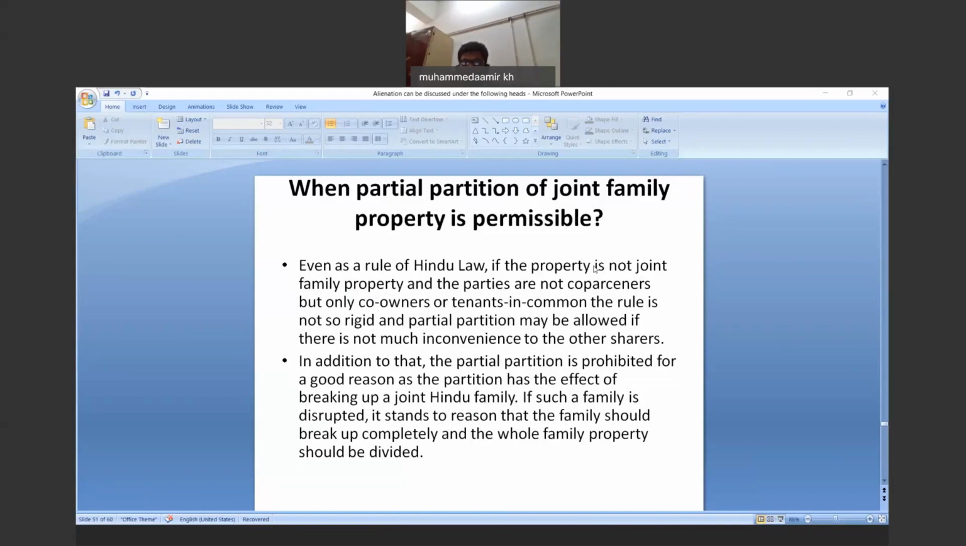In addition to that, partial partition is prohibited for a good reason, as partition has the effect of breaking up the Hindu undivided family or Hindu joint family. If such a family is disrupted, it stands to reason that the family should break up completely and the whole family property should be divided. So this is the reason why this particular practice is not appreciated.